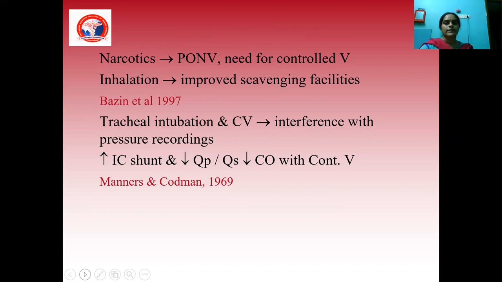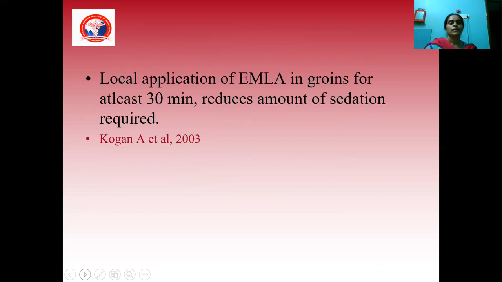Subramanian et al. in 1997 studied tracheal intubation and cardiovascular effects, interference with pressure recordings. Increased intracardiac shunt and decreased QP by QS shunt decreases cardiac output with controlled ventilation. This was confirmed in the study by Manners and Portman in 1969. Local application of EMLA cream for at least 30 minutes reduces the amount of sedation required. This is a study done by Hogan et al. in 2003.